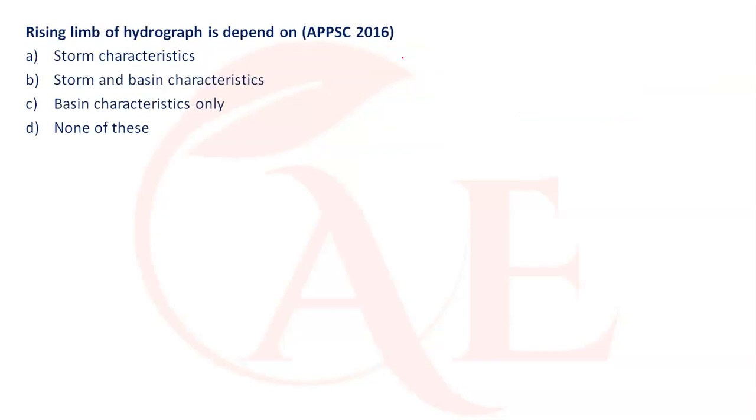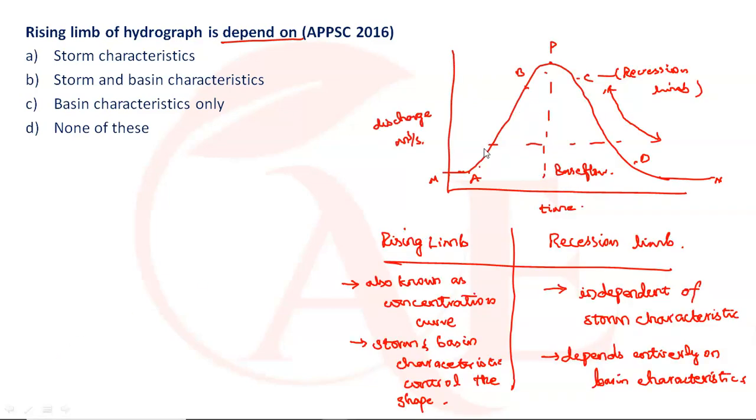So next question. The rising limb of a hydrograph depends on. We want to draw the diagram to understand this concept. So you see clearly this hydrograph. This portion from A to B denotes the rising limb. This rising limb is also known as the concentration curve. It depends on both storm and basin characteristics. The storm and basin characteristics control the shape of the hydrograph.